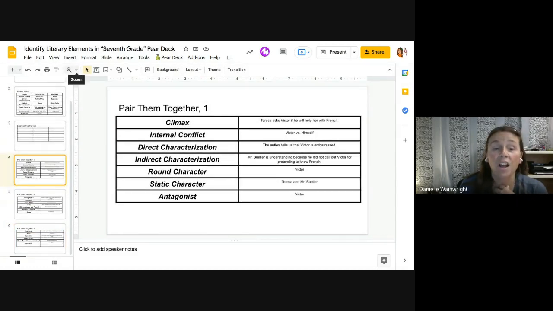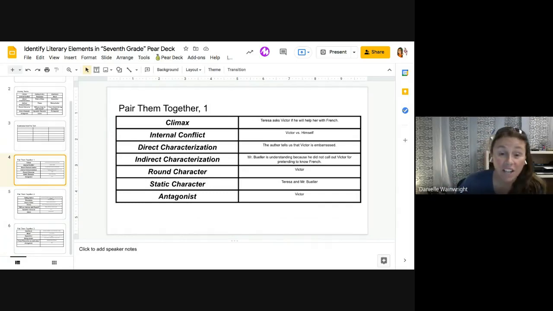The climax of this story of 7th grade is when Teresa asks Victor if he'll help her with her French. The internal conflict is Victor versus himself. Remember, internal means inside and conflict is the problem that is happening in the story. A direct characterization, which, remember, characterization is where a character is described, and direct is when the author specifically says something about that character. So the author tells us that Victor is embarrassed in the story. That is a direct characterization of Victor.